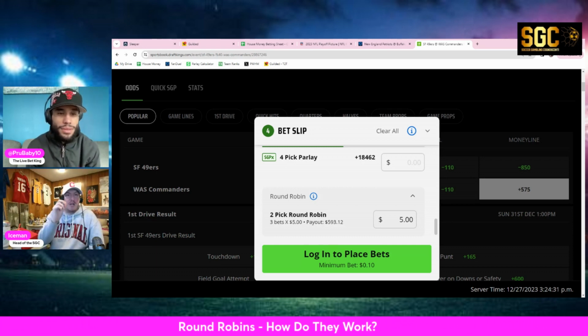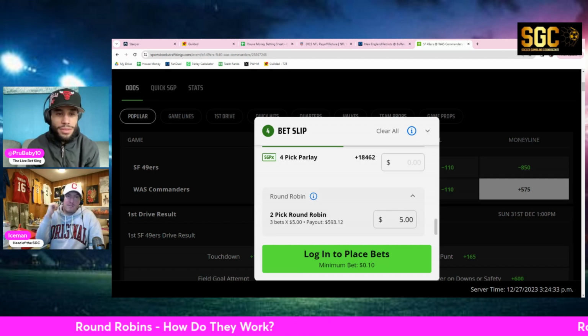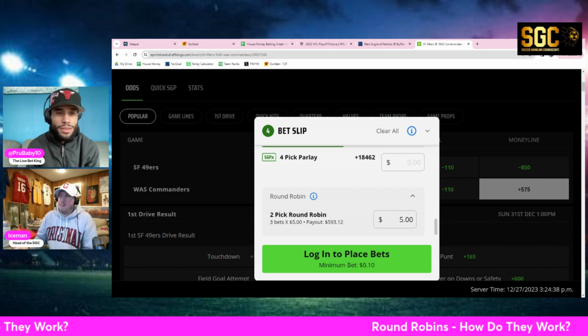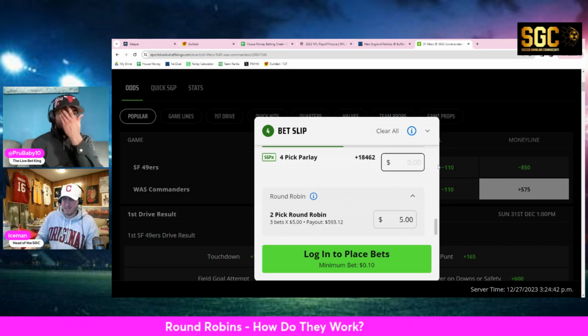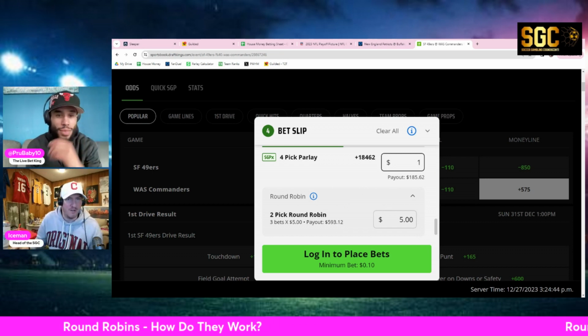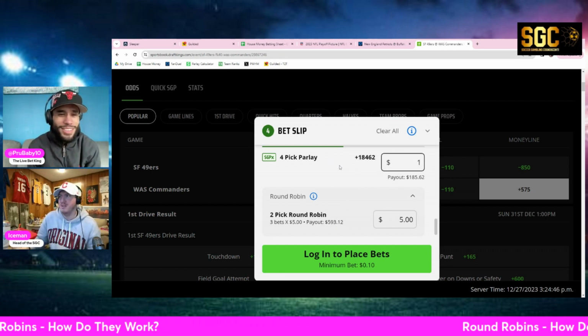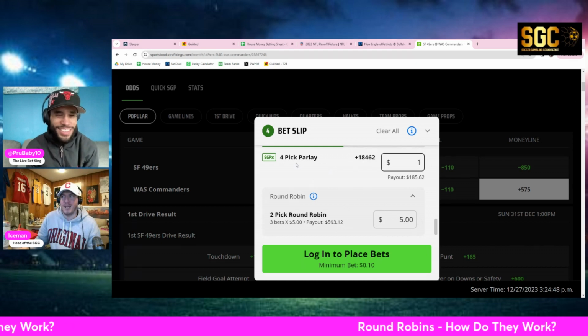And it will say like leg 1 and 2, and it will number them for you, tell you which one is leg 1, which is leg 2, which is leg 3. But then you've got the option here. If you're doing this, you should probably always throw something on the total parlay.